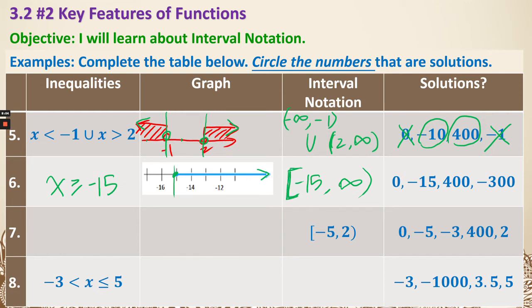Next, 0 is greater than, that's how that works. And since this time we have a square bracket or a solid dot on the graph or an equal sign in the inequality, -15 is included, so it is a solution. 400 is a solution, but -300 is not.